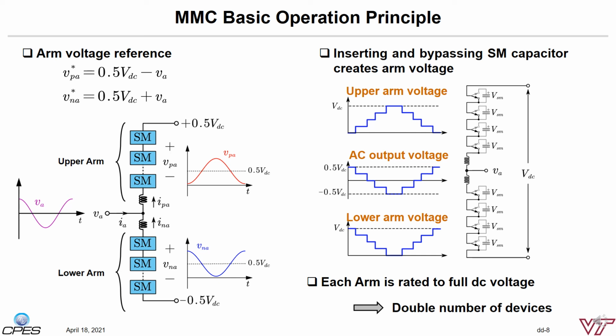If the MMC submodule is a hybrid type, the total number of devices will be doubled compared to the 2-level topology. And if the submodule is an H-bridge type, it will be 4 times. Also, the total voltage rating of each arm has to be the full DC voltage.